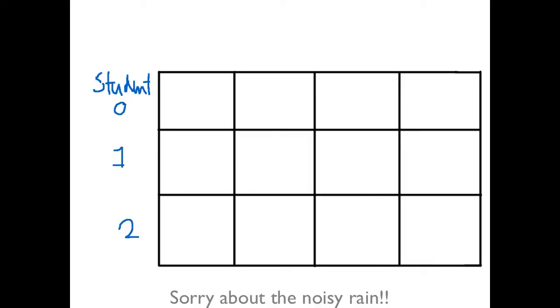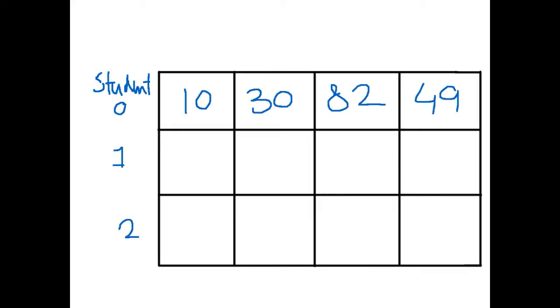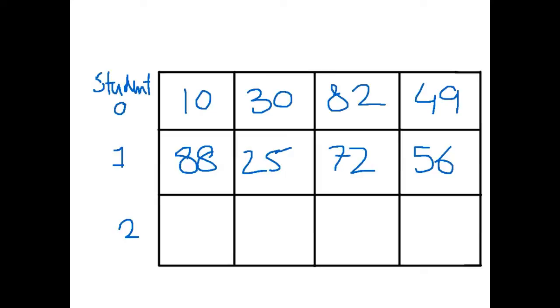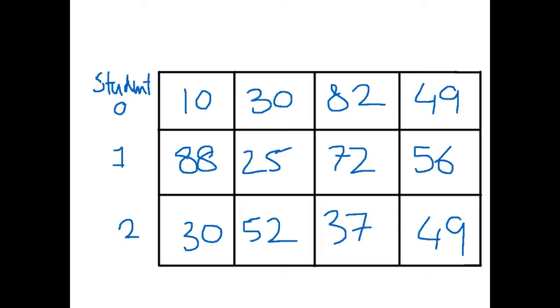Okay, so starting with our grid, let's say for example we've got three students. We've got student number 0, student number 1, and student number 2. And student number 0 on test 1 got 10, 30, 82, and 49% respectively. Then maybe student number 1 got 88, 25, 72, and 56. And maybe student number 2 got 30, 52, 37, and maybe 49. So that was on test 0, test 1, test 2, and test 3.